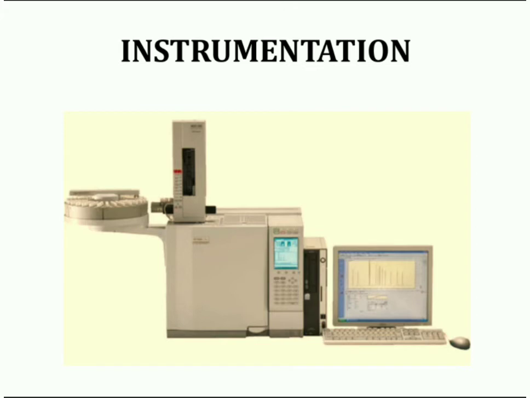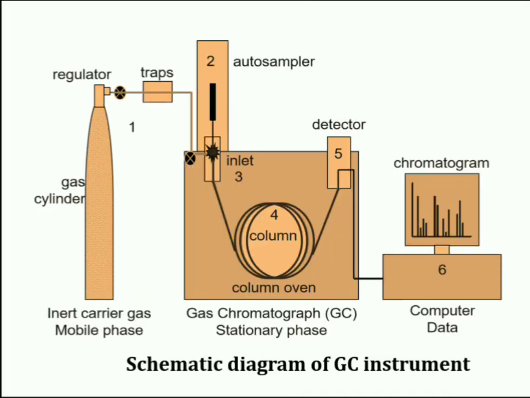Now next is instrumentation of gas chromatography. Following is the schematic diagram of gas chromatographic instrument. It is a very complex assembly containing various parts arranged in a well-defined manner. First part of the instrument is gas cylinder, which contains inert carrier gas as mobile phase. Second part is sample injection system or sample injector.